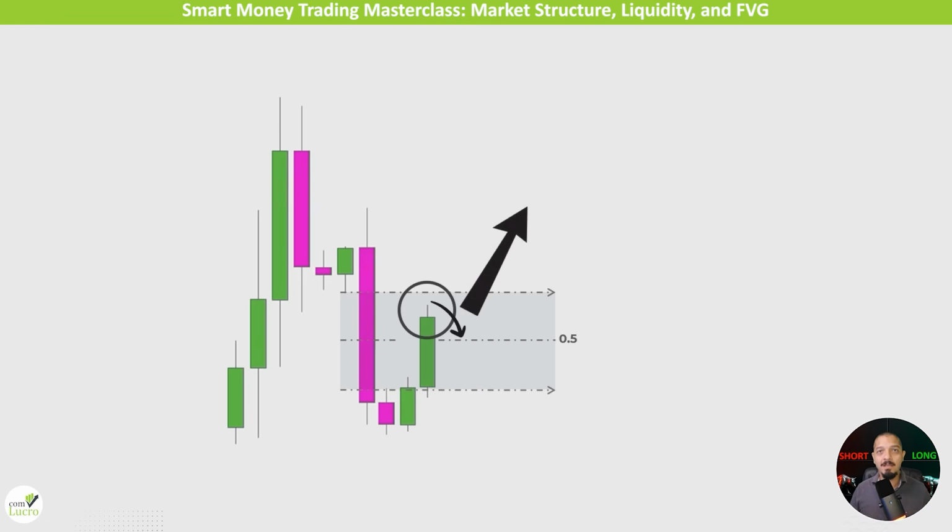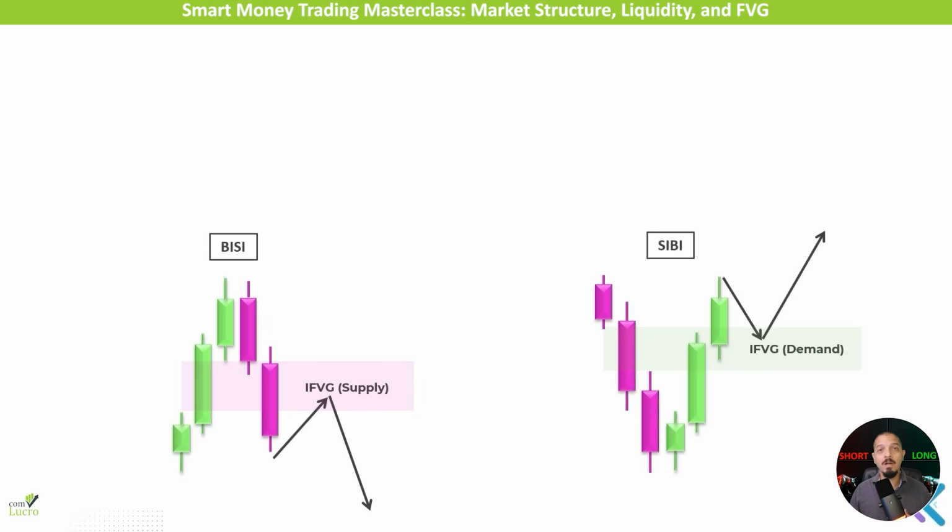As you can see here, after price violates and closes above the midpoint of the fair value gap, it continues its upward movement with strength and momentum. This behavior confirms how important the midpoint level truly is. Now, let's move on to the next concept, the inversed or inversion fair value gap.